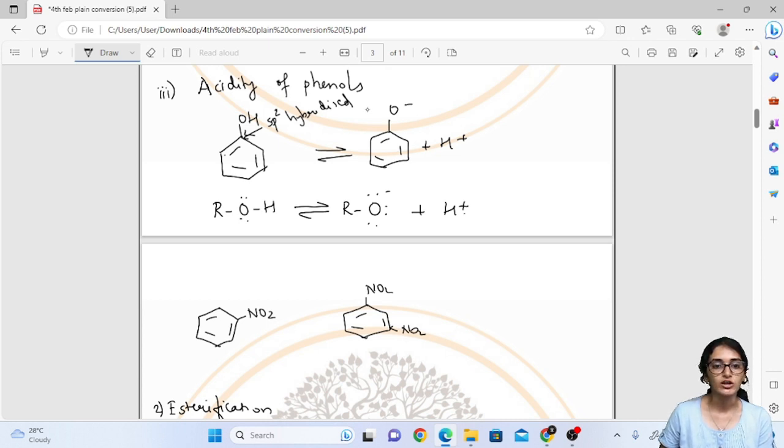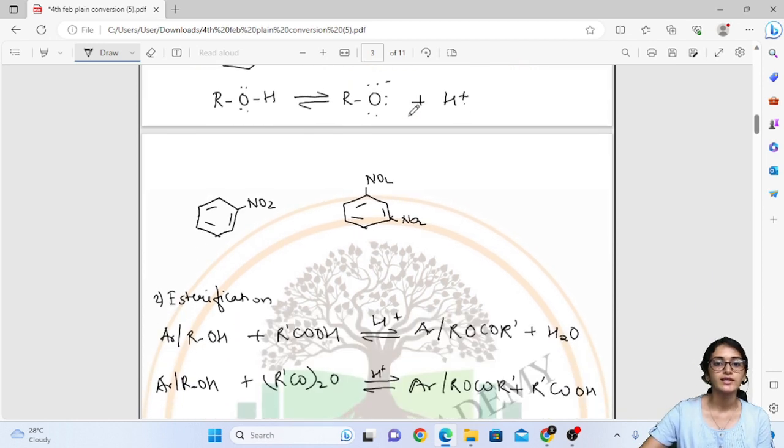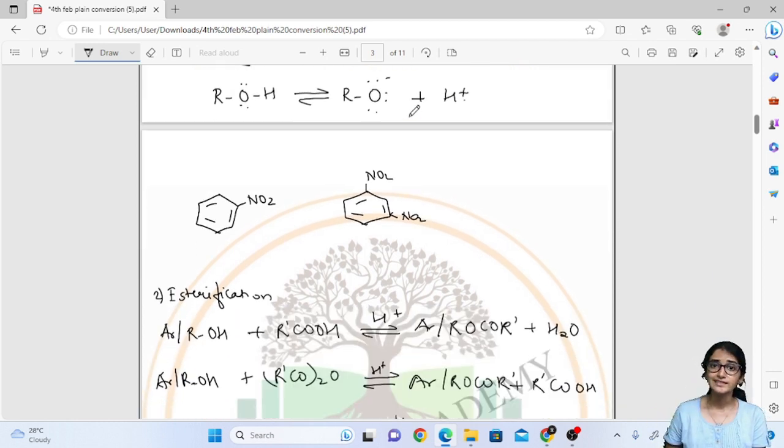But if you see in normal alcohols, the negative charge on oxygen is not delocalized. It is only localized on the oxygen. So that's why ionization takes place slowly. It will not take place to that much extent as in phenols. Okay, so ionization in alcohols will be a little less than in phenols, because there is localization of negative charge on the oxygen atom.